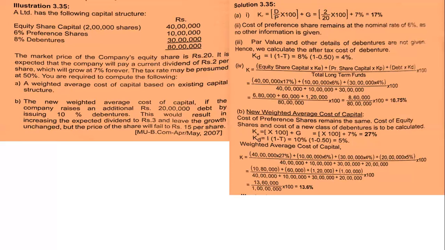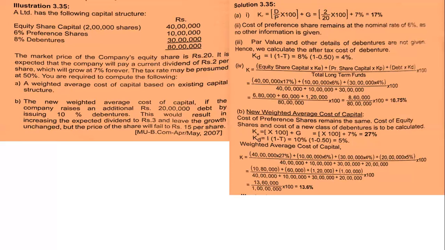And in the case of debentures, the par value is given, and other things they have not given. So the cost of debenture is first, the I value that we have to find out. I is nothing but the interest rate, 8%, and tax is at the rate of 50%. So 8 into (1 minus 0.50) means we'll be getting 4%. Okay, 4% is the cost of debt.